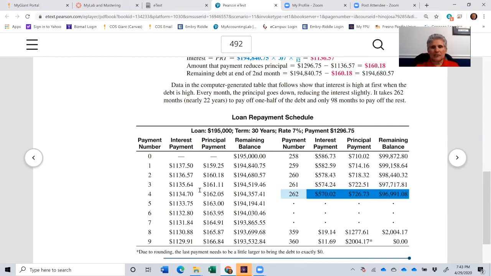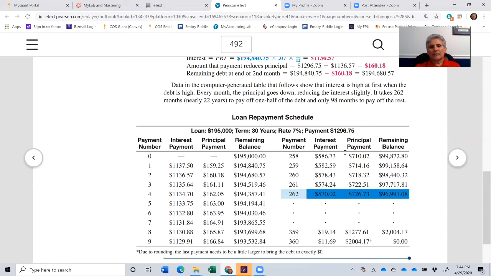From then on, it's just doing the same thing over and over again. I equals PRT, figuring out what the interest is, and the difference between the total payment and the interest becomes the principal portion. And we take that principal portion and apply it to the remaining balance, and we reduce the remaining balance. And you can see as payments are being made, the principal portion increases and the interest decreases.